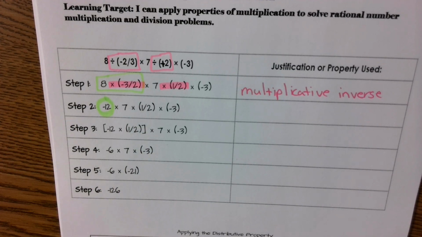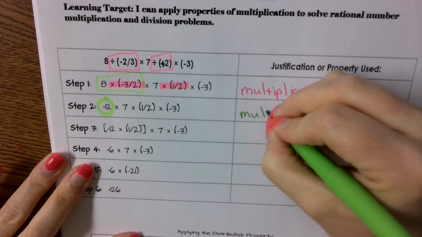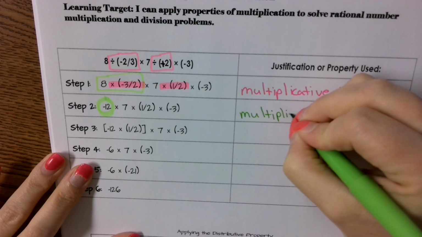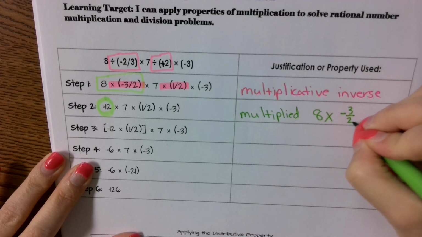So there wasn't really much of a property used so much as we just actually worked it out. We went ahead and multiplied 8 times negative 3/2.